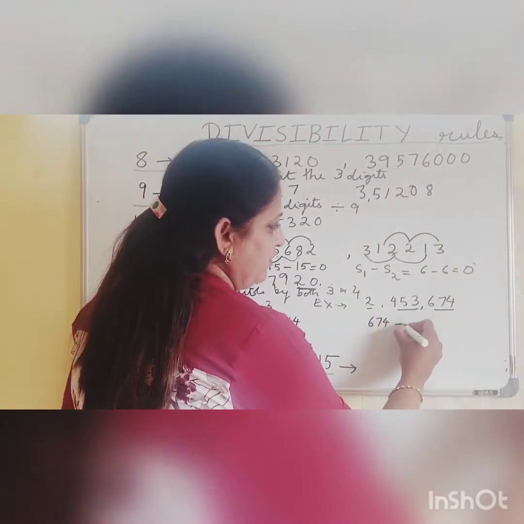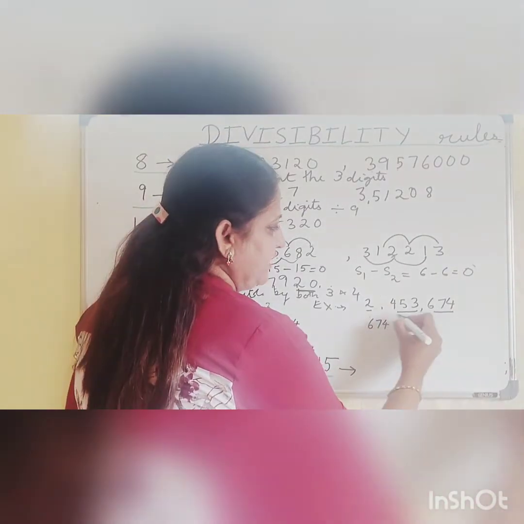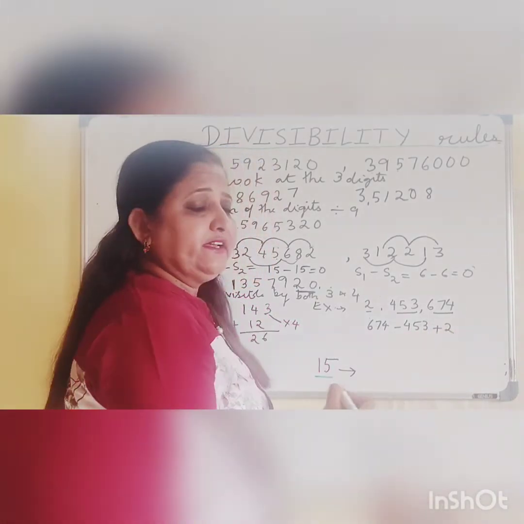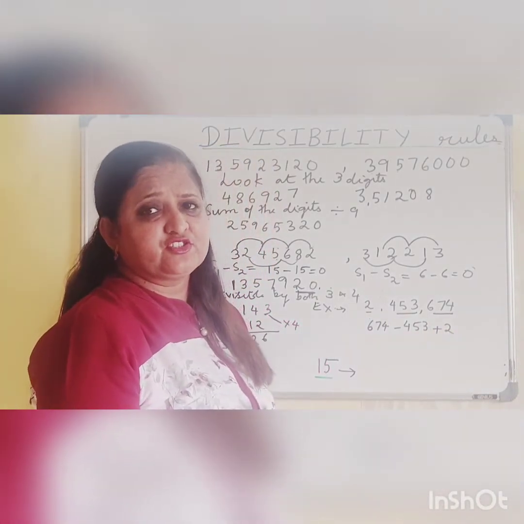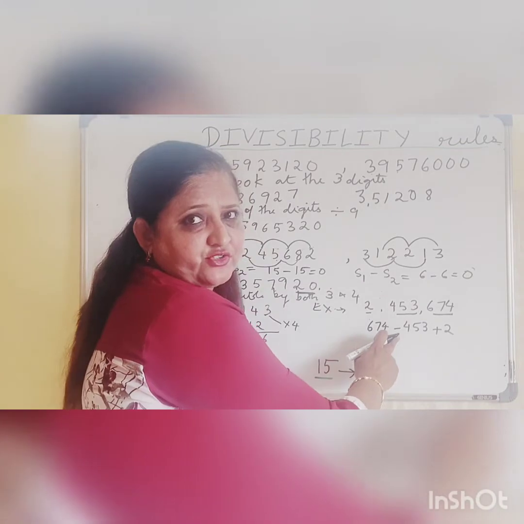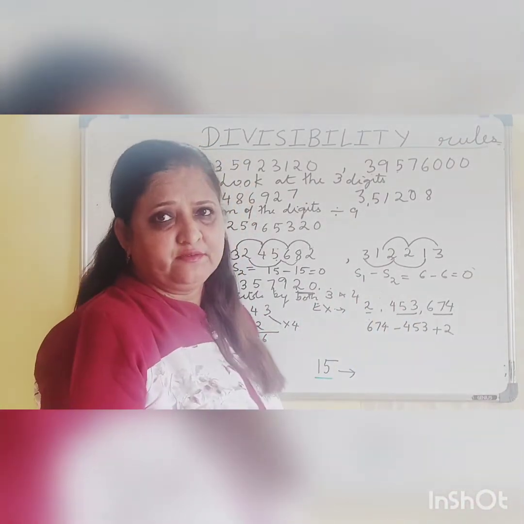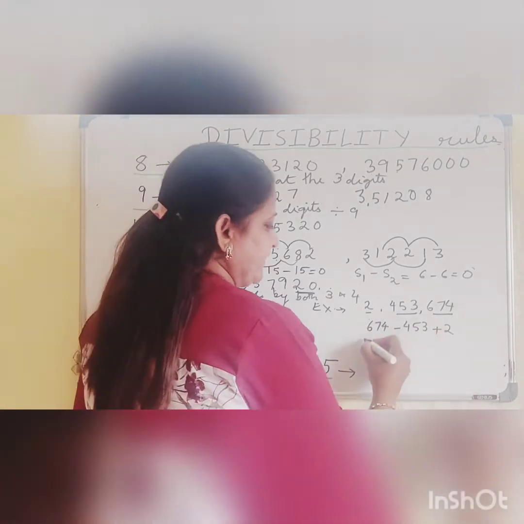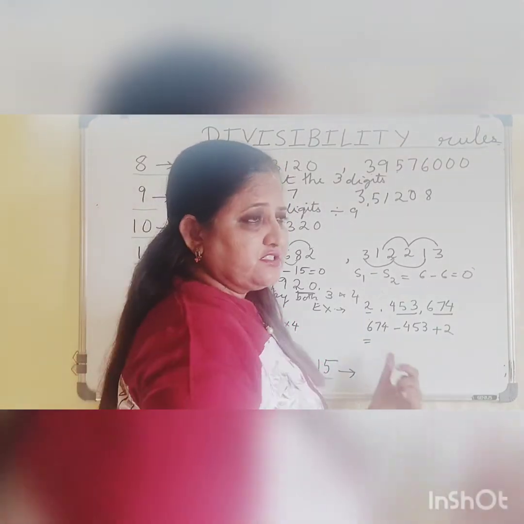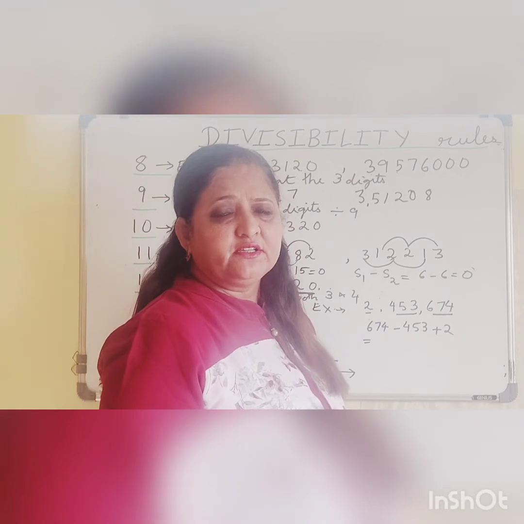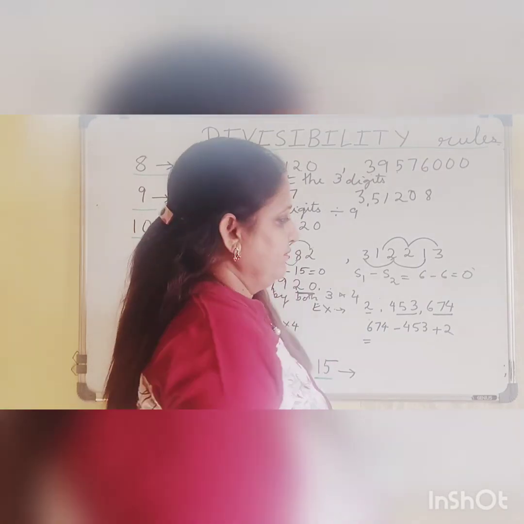Like 674 minus 453 plus 2. Alternately, subtraction and addition has to be done. Like first we'll start with subtraction, then we'll add. Had there been more numbers, you would have continued this method. Right? So how much do we get? You have to see, if the answer which you arrive at is a multiple of 13, then the whole number will be divisible by 13.